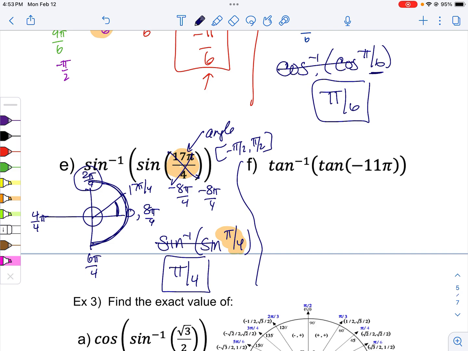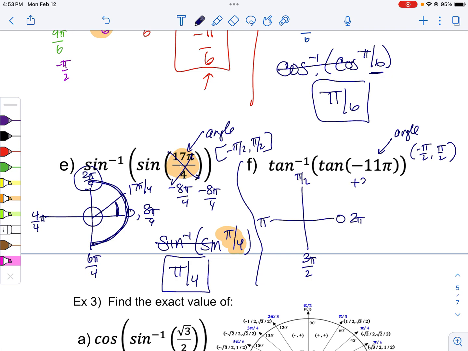Tangent inverse of tangent of negative 11 pi. So again, I know this is an angle, and that angle for tan has to be between negative pi over 2 and pi over 2. Well, negative 11 pi clearly is way too small. So I'm just going to find coterminal angles to get it on our chart. So I know this is 0, this is pi, this would be pi over 2, 2 pi, and then down here is 3 pi over 2.